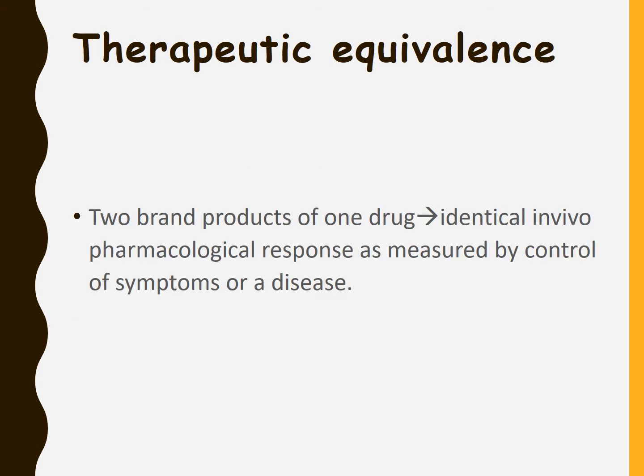Therapeutic equivalence: when two brands of a product of one drug, again consider two brands, have identical in vivo pharmacological response as measured by control of symptoms of disease. Here also, when two companies X and Y are producing phenytoin, one producing phenytoin A1 and the other phenytoin A2, both have identical in vivo pharmacological response and also clinical response. This is known as therapeutic equivalence. If both of them have the same therapeutic measures or therapeutic change, then it is known as therapeutic equivalent.